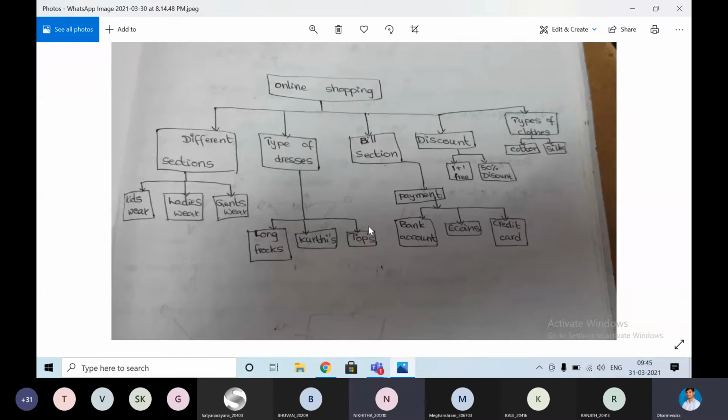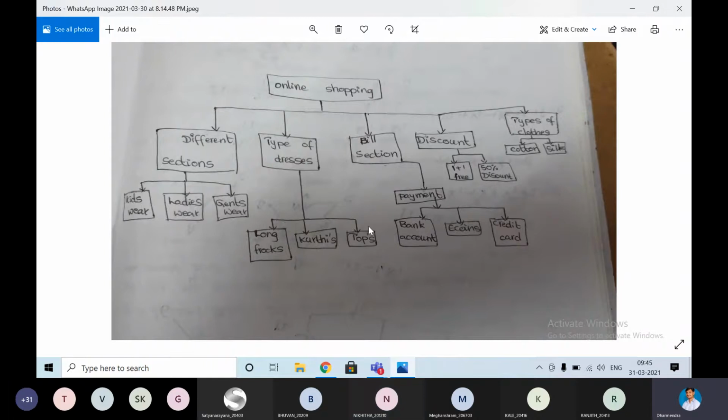In online shopping, we will have different sections, which we want, we can go in that. Okay. What are the different sections? Like we will have kids wear and different types, sir. And so we can select online which we want. It is totally about clothes and all, not the grocery, all other items. Yes, sir.